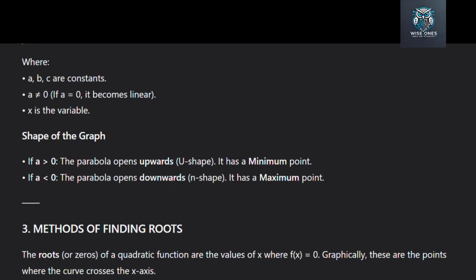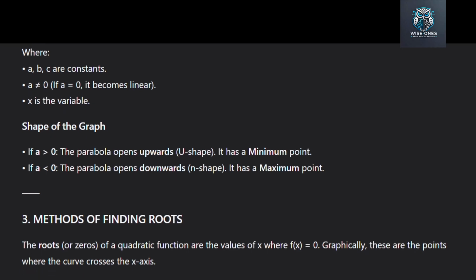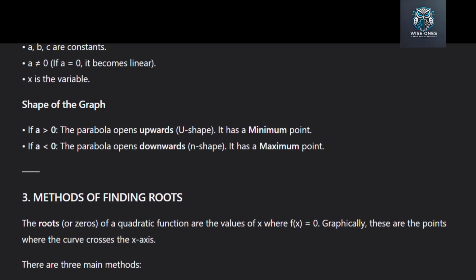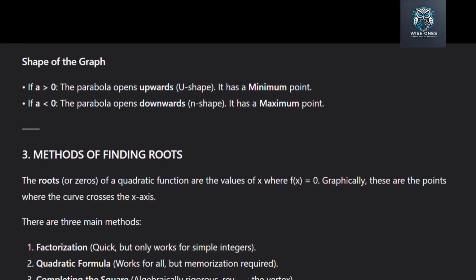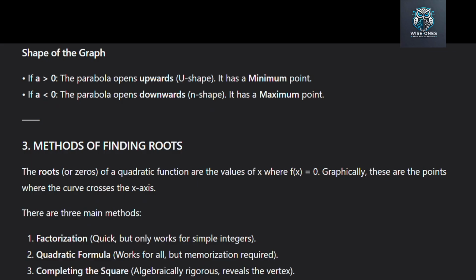Now, let us talk about the shape of the graph. This depends on the value of a. If a is greater than 0, meaning a is positive, the parabola opens upwards. It looks like the letter U. It looks like a smile. When it opens upwards, it has a minimum point. This is the lowest point on the graph.